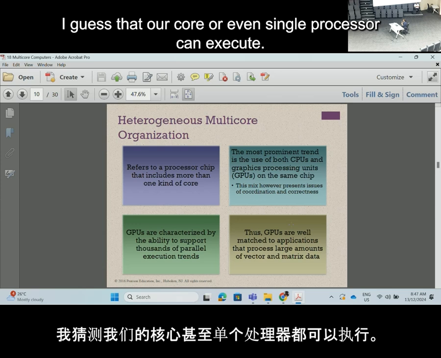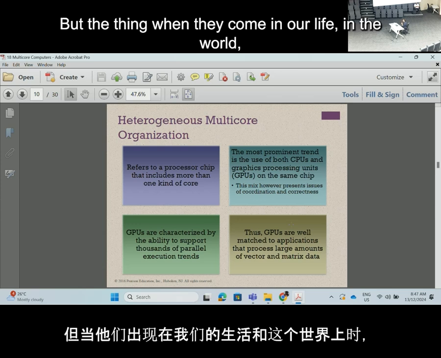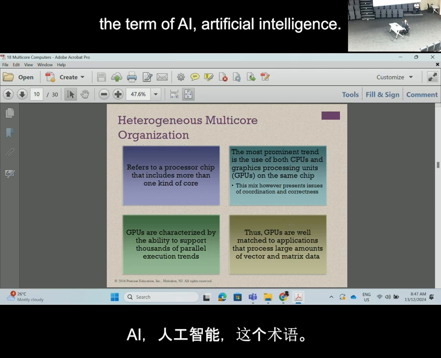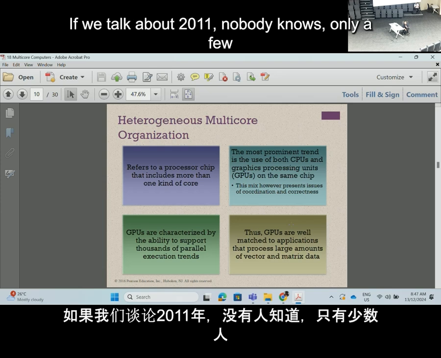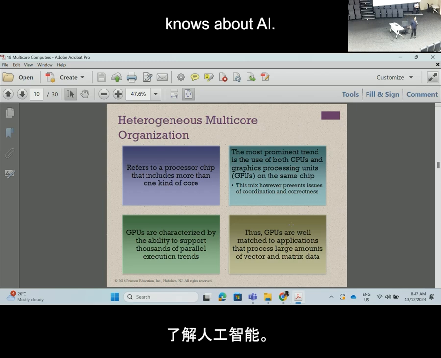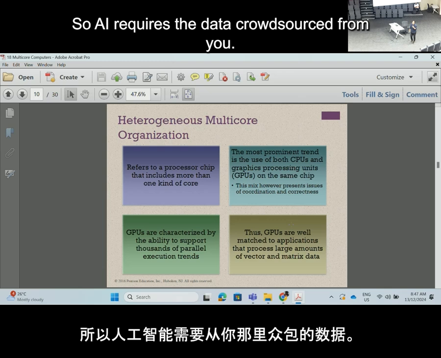I guess that our core or even single processor can execute. But the thing when they come in our life, in the world, is the term AI, artificial intelligence. So nowadays, AI is popular. If we talk about 2011, nobody knows, only a few know about AI. So AI requires data crowdsourced from you.